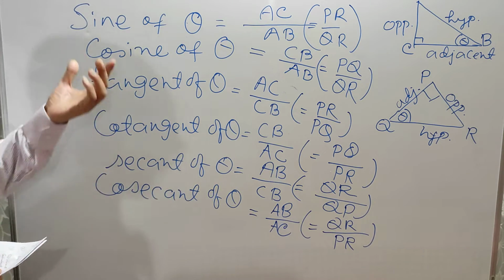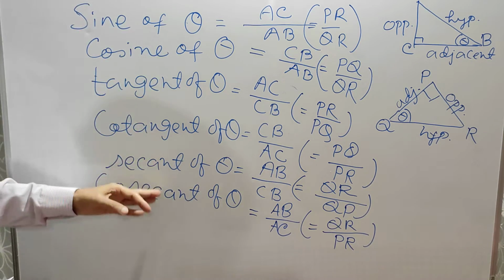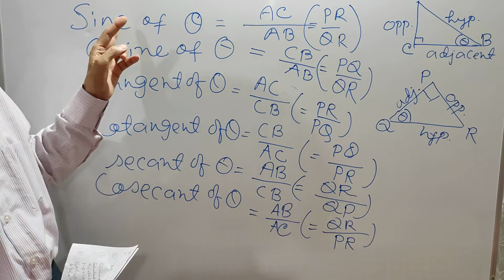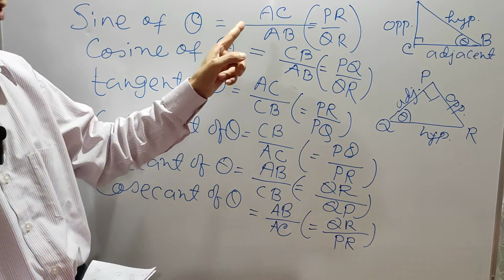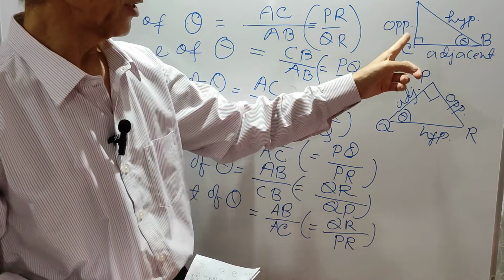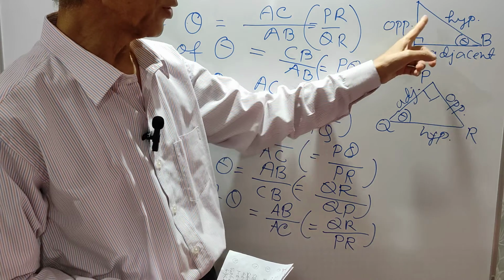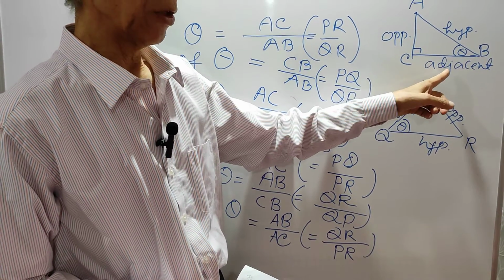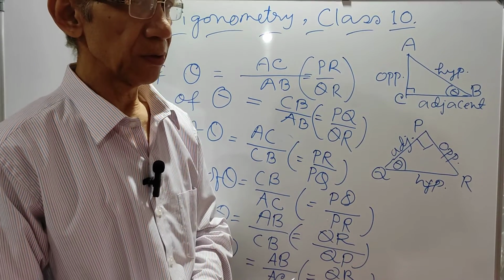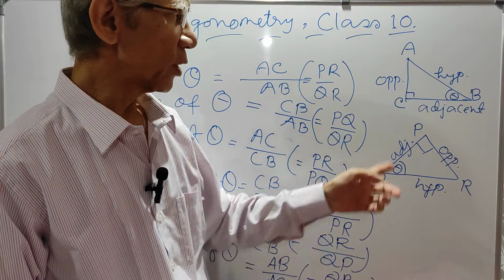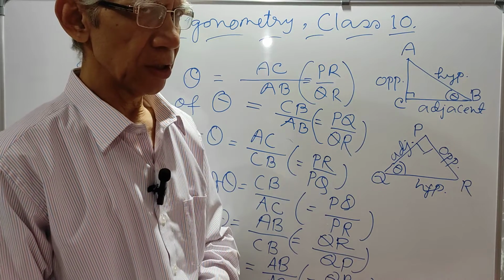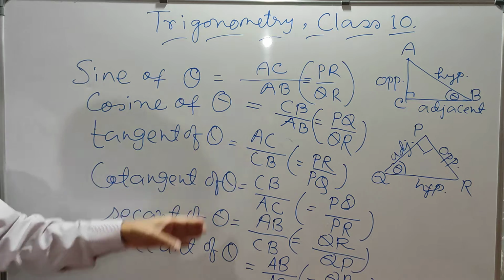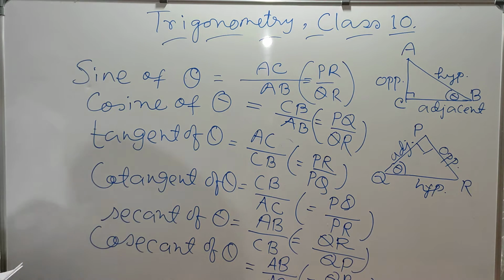So you see, this is how the 6 trigonometric ratios have been defined. Sine of an angle is the ratio of opposite to hypotenuse. Cos of an angle is the ratio of adjacent to hypotenuse. Tan of an angle is opposite by adjacent. Cotangent is adjacent by opposite. That way, 6 trigonometric ratios have been defined.